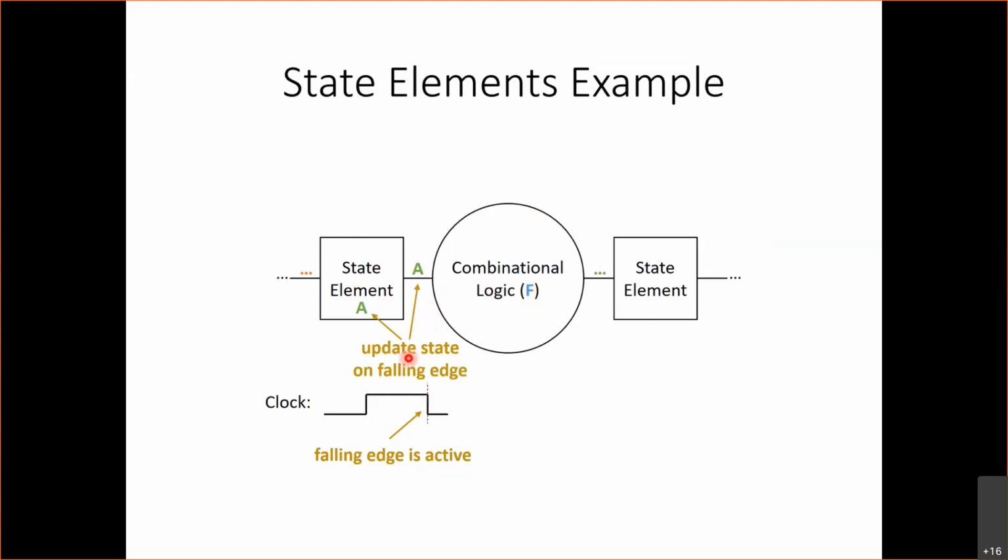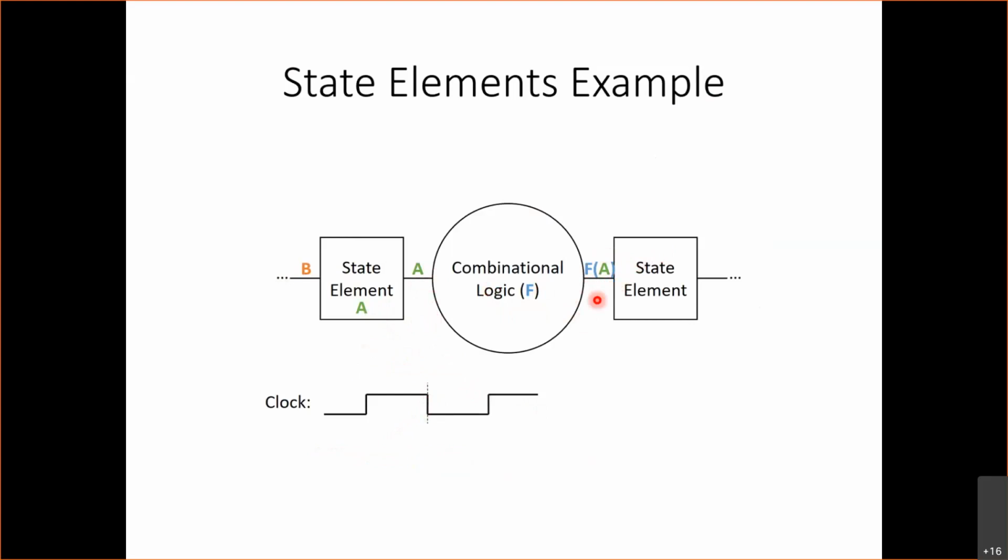So like I said, we're going to update the state on the falling edge, and then this A is going to travel through this combinational logic throughout the duration of the clock cycle, and at the output here, we're going to have F of A. And then this F of A is going to sit here at the input of the next state element and wait for what? It's going to wait for the next active edge.